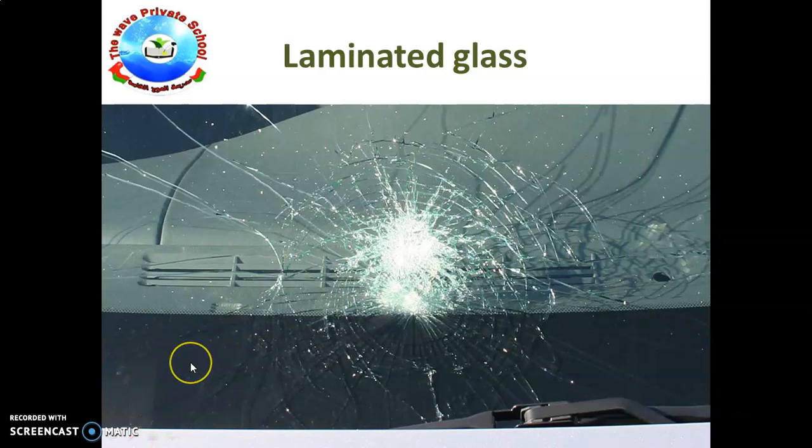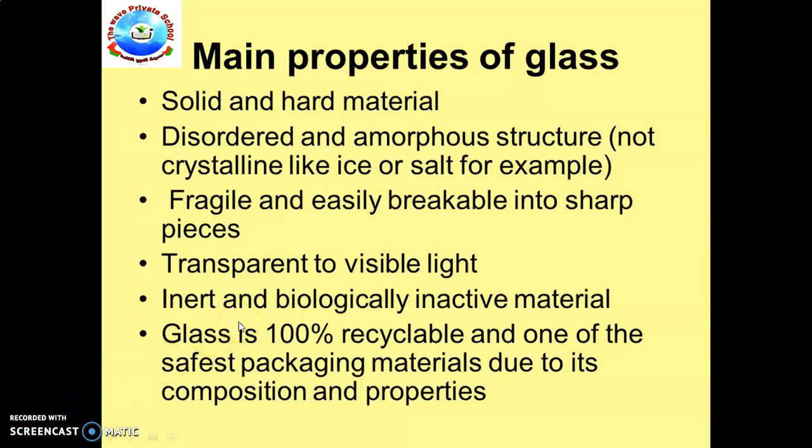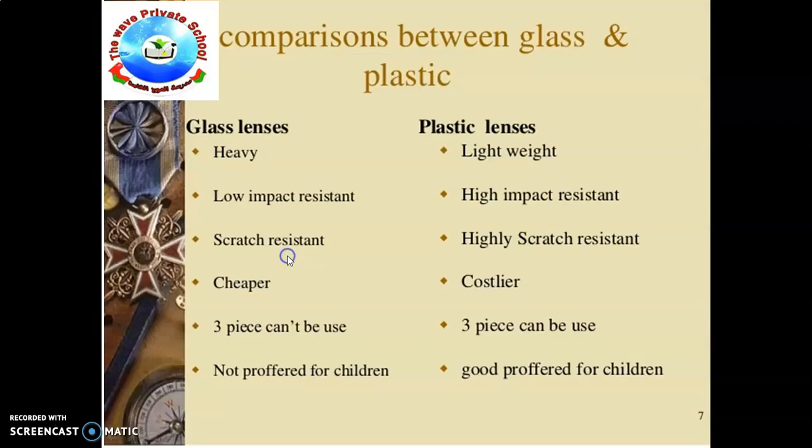For the automobiles we are using, you can see the glass of the vehicles can't be broken easily because it gives safety to human beings. This is known as laminated glass. So here you have the main properties of glass. Write down this one. After this you can note the differences between glass and ceramic. After this you copy all these slides into the notebook.